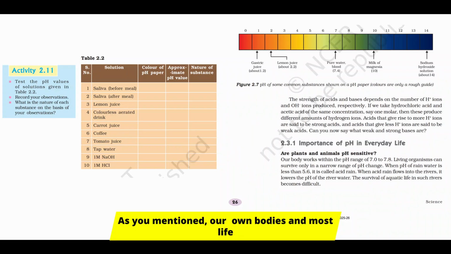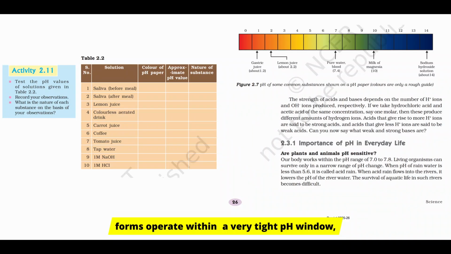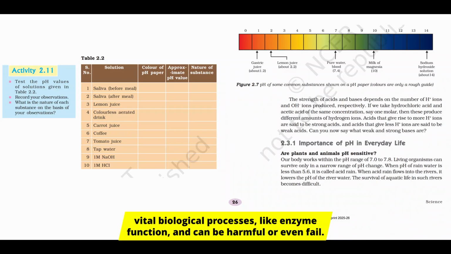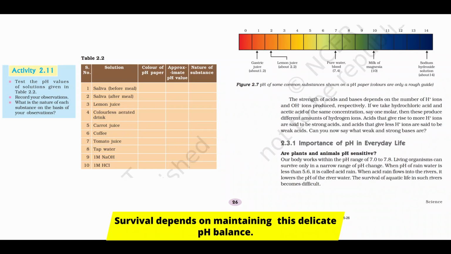As you mentioned, our own bodies, and most life forms, operate within a very tight pH window, typically between 7.0 and 7.8, slightly alkaline. Significant deviations from this range can disrupt vital biological processes like enzyme function and can be harmful or even fatal. Survival depends on maintaining this delicate pH balance.